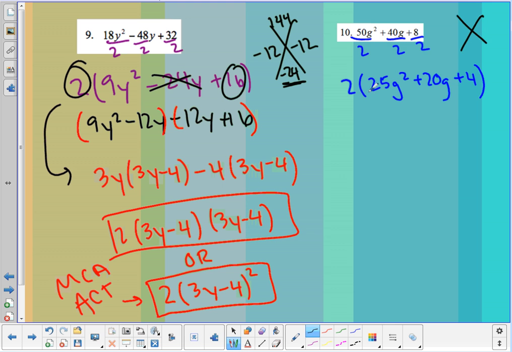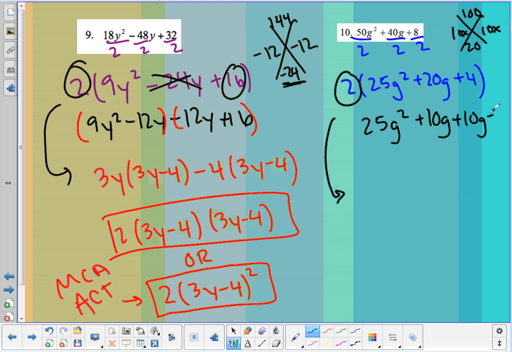Set up your factor x. 25 times 4 is 100. Middle term is positive 20. That's going to be a positive 10 and positive 10. So right away, since I'm getting the same things inside, I know I'm going to end up with the same two factors. So 2 comes down to the bottom. 25g squared plus 10g plus 10g plus 4.